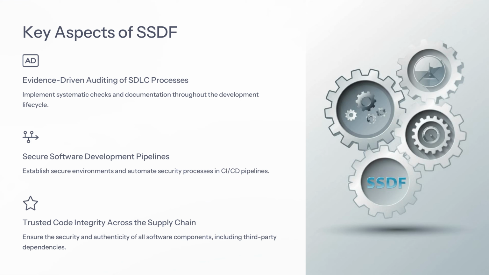Next, secure software development pipelines are essential. By establishing secure environments and automating security processes within CI/CD pipelines, we create a robust defense against potential threats. This automation helps in maintaining a high standard of security with greater efficiency. Lastly, trusted code integrity is critical across the supply chain. Ensuring security and authenticity for all software components, including third-party dependencies, prevents unauthorized and potentially malicious changes, safeguarding the code from external threats. These aspects are integral to fostering a secure software development environment and building resilience against vulnerabilities.